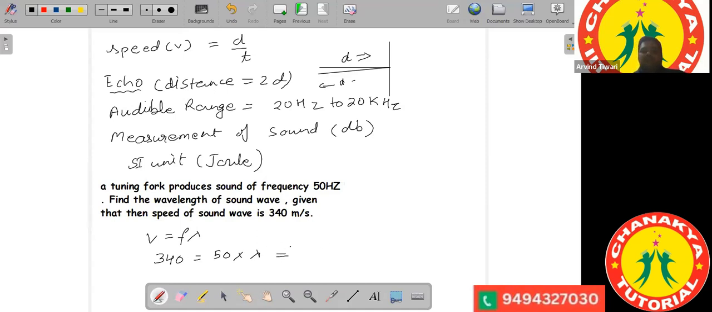So by transposing, we get lambda equals 34 over 5, that is 6.8 meters. So the distance between two consecutive crests or the distance between two consecutive troughs will be 6.8 meters. Okay, understood this?